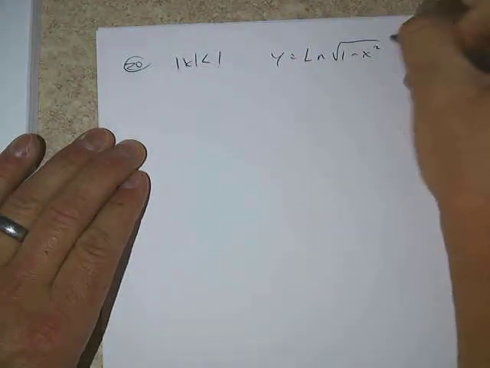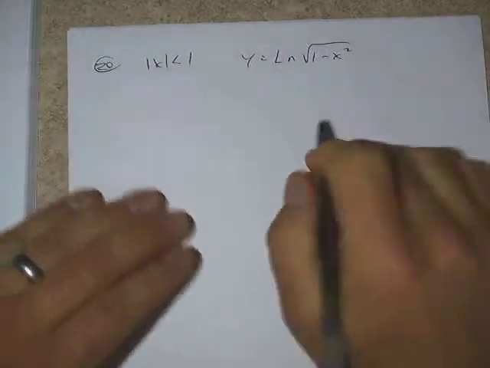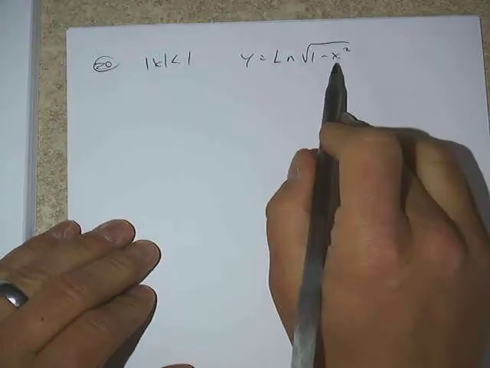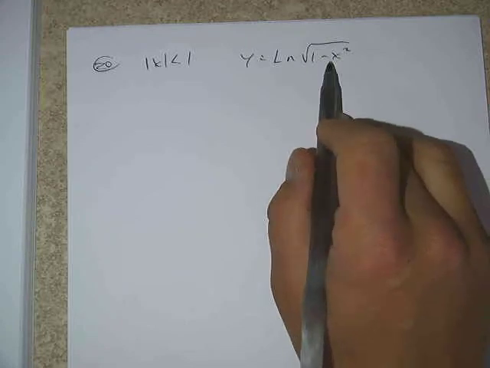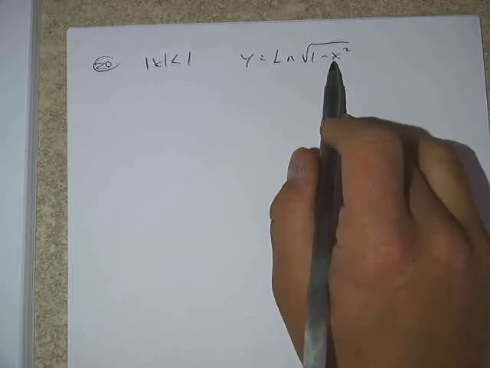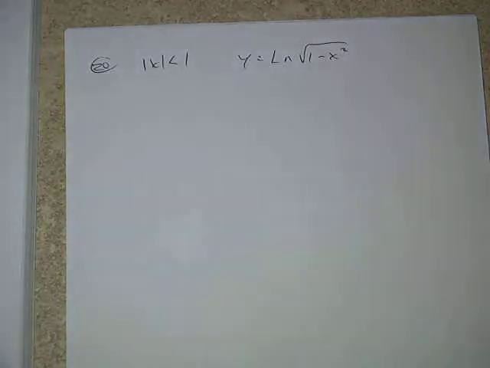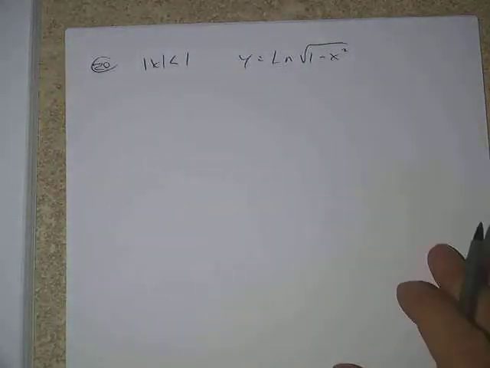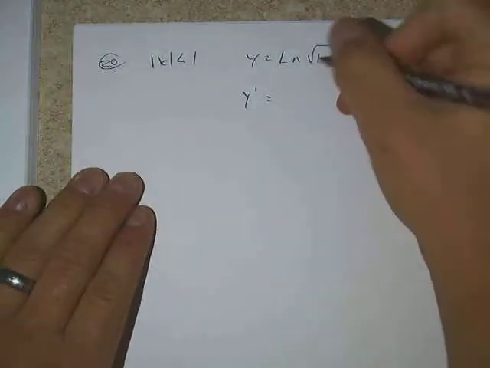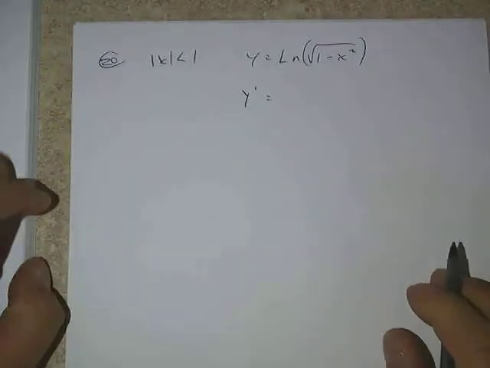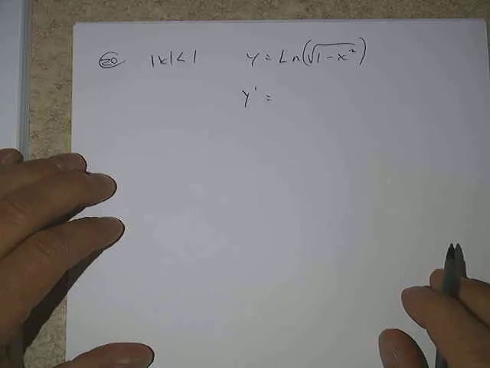On number 20, we have that x is less than 1, they tell us, and they told us that y is equal to ln of the square root of 1 minus x squared, which is good that x is between negative 1 and 1, because if we put anything bigger than 1 in here, we're going to get a negative under the radical. Anything less than negative 1 is going to be a negative under the radical, so this is our domain. And bottom line here is that we just want to know the derivative of this.